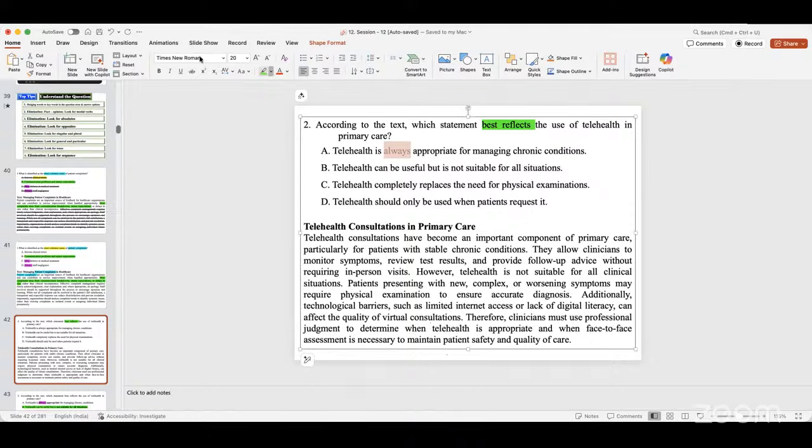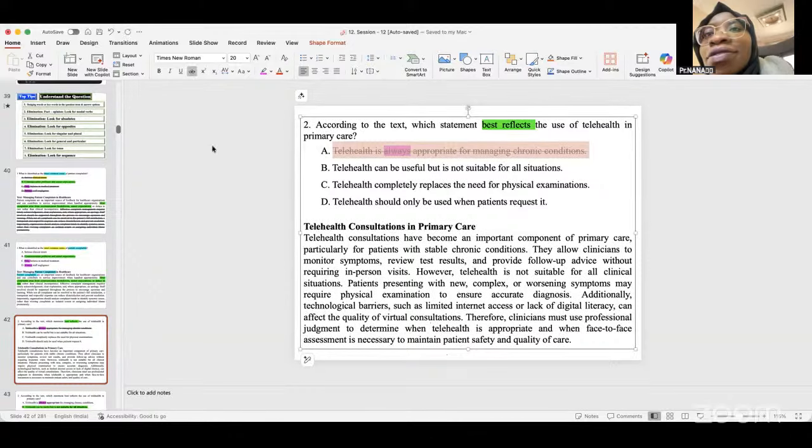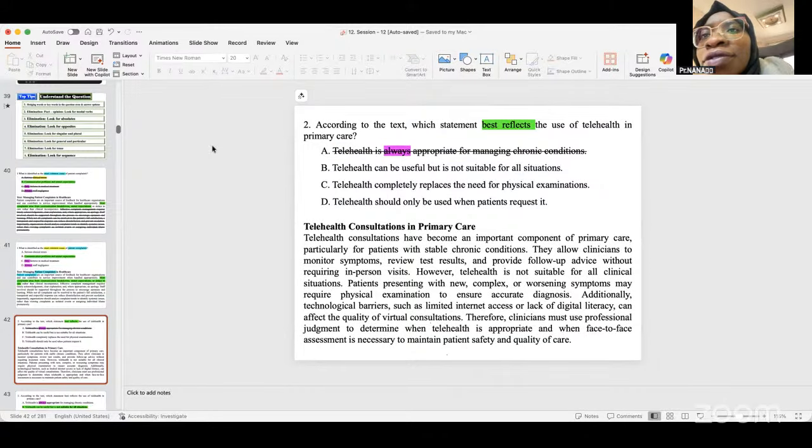We can eliminate. Yes, if you command me, I will be obedient. Yes, I eliminate. If there are beginners, don't believe these people, okay? Only with practice, you have to confirm, okay? Eliminated. Option B, telehealth can be useful, but is not suitable for all situations.